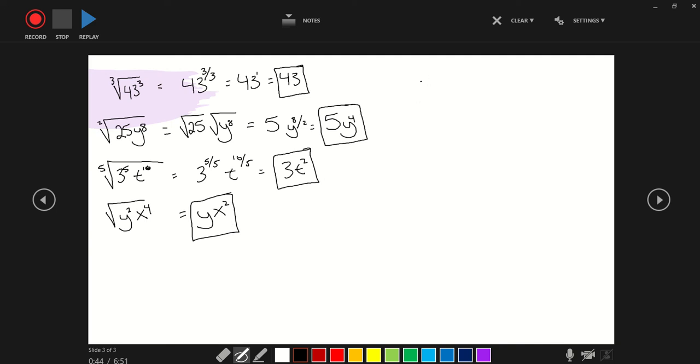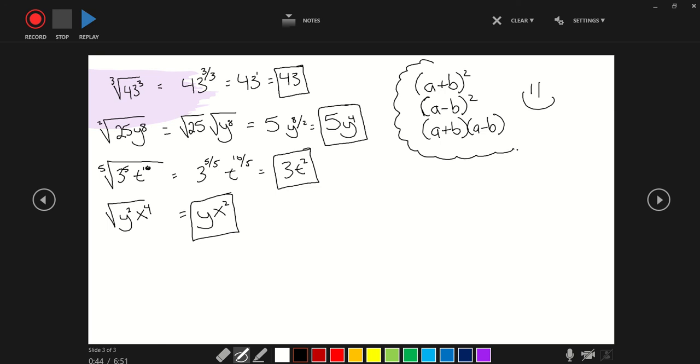For the most part, you guys did really well on the a plus b squared, the a minus b squared, and anything with FOIL. So excellent job. This is really going to be pivotal for chapter 8, this whole thing right here. You need it for chapter 8.